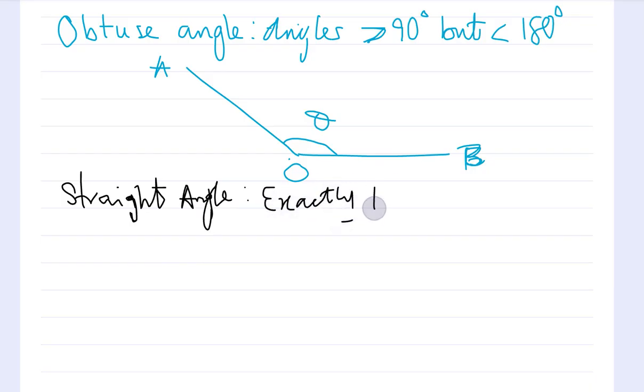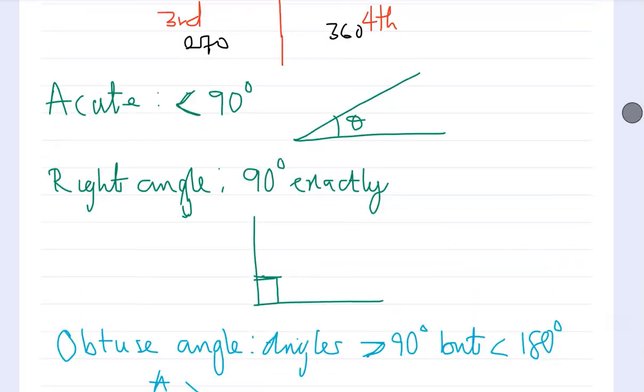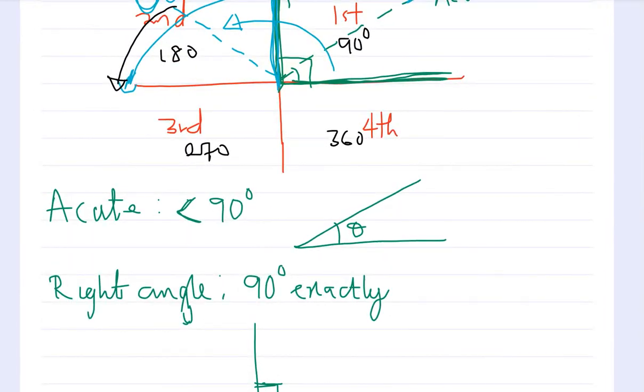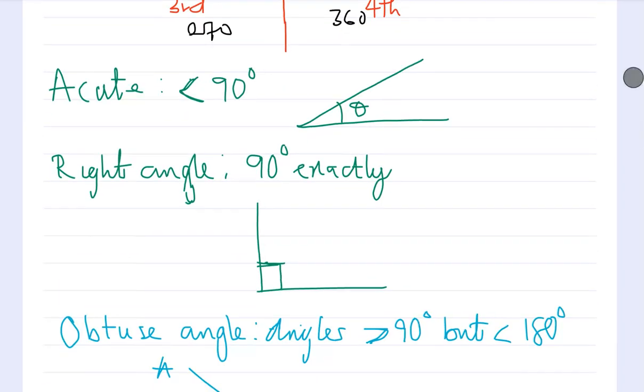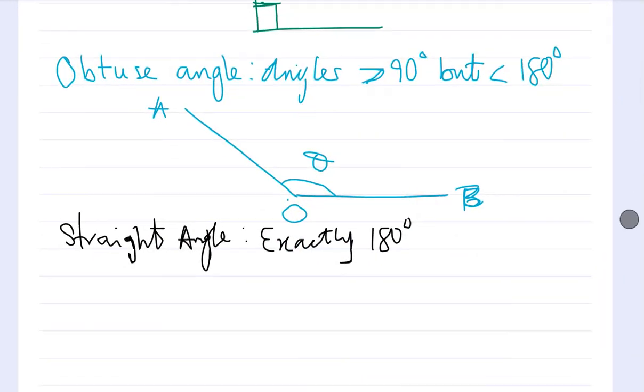Exactly 180 degrees. Are you seeing that now? If you look at our diagram, you can see that this part is 180. So when it completes a total turn, a complete first turn, that is 180 degrees.